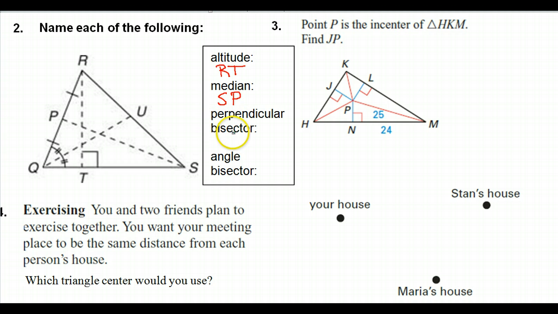Is there a perpendicular bisector? No. Okay, there are no perpendicular bisectors shown. This is a bisector, and it kind of looks like it might be perpendicular, but there's no box or anything, so we would just be guessing on that. But there is definitely an angle bisector, which is QU. It's an angle bisector. These little marks show us that it's splitting the angle in half. So that's number 2.